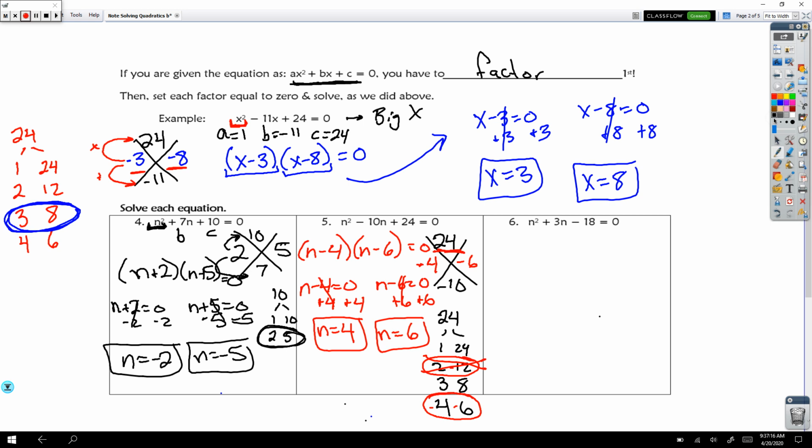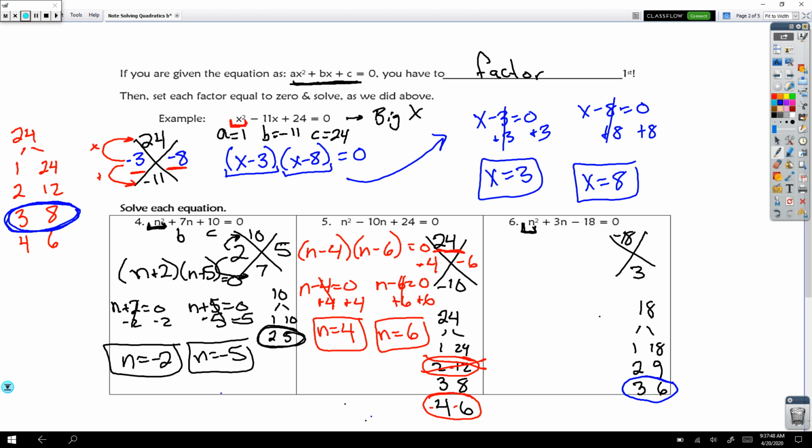Alright, last one real quick. Again, the squared term's by itself, there's no GCF, so this is big X. Negative 18 and 3. So my factors of 18. We have 1 and 18, 2 and 9, 3 and 6. So I need it to multiply to give me negative 18 and add up to positive 3.